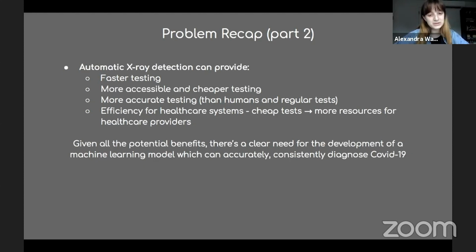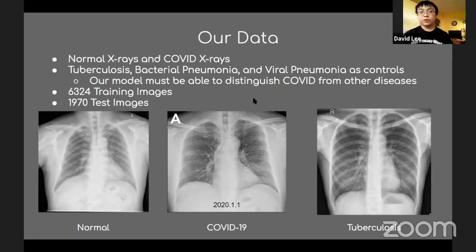So given all these potential benefits, there's a clear need for the development of a machine learning model which can accurately, consistently diagnose COVID-19. We pulled images from multiple data sets on the machine learning website Kaggle. We pulled 6,324 training images and 1,970 test images. We put a sampling of these images on the slide right here.